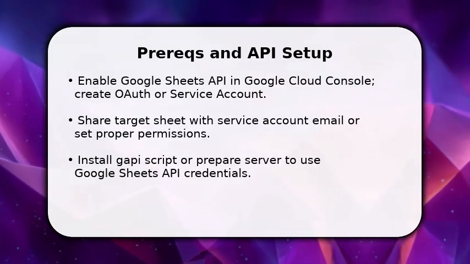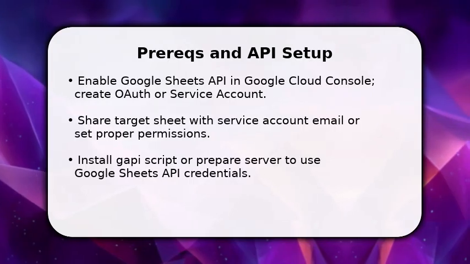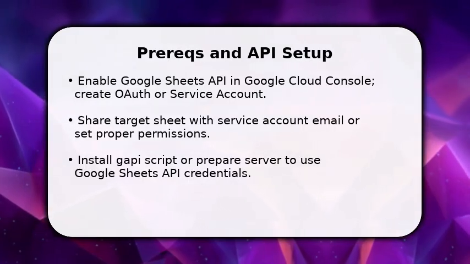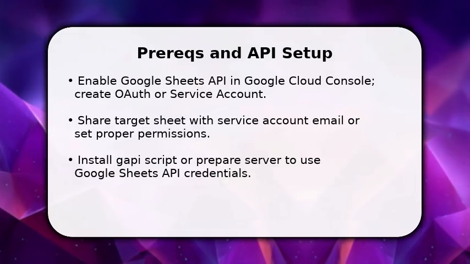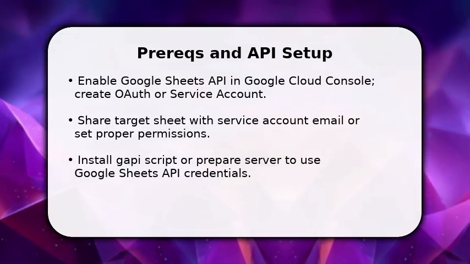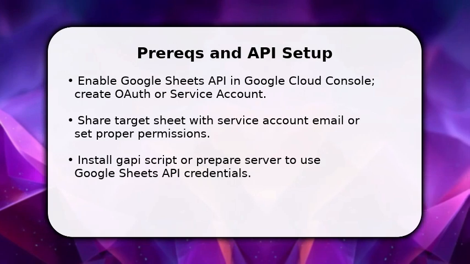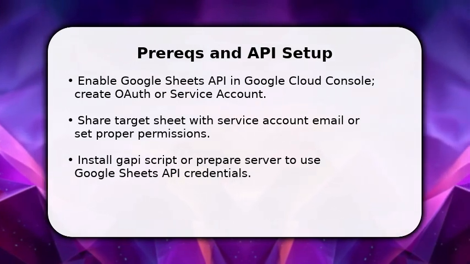Make sure to download the JSON key if using a service account, or note your OAuth client ID and redirect URI if a browser flow. This gets you from nothing to authorized access, so your HTML can request data securely.